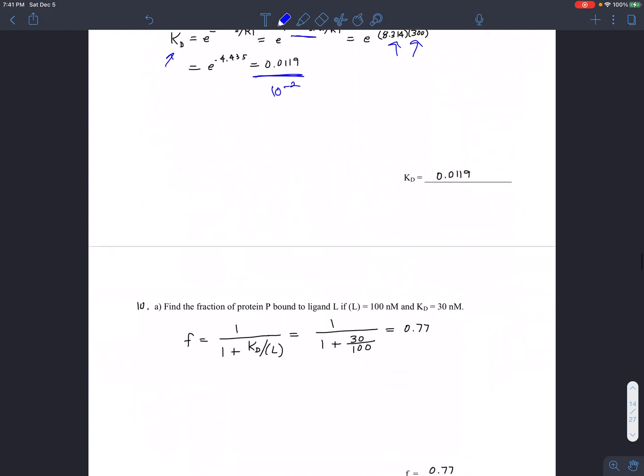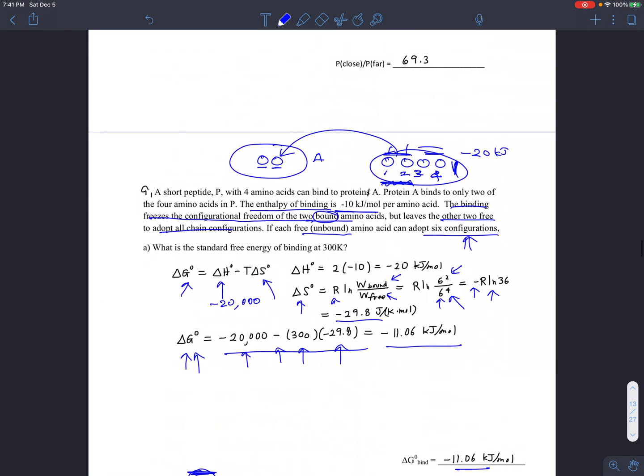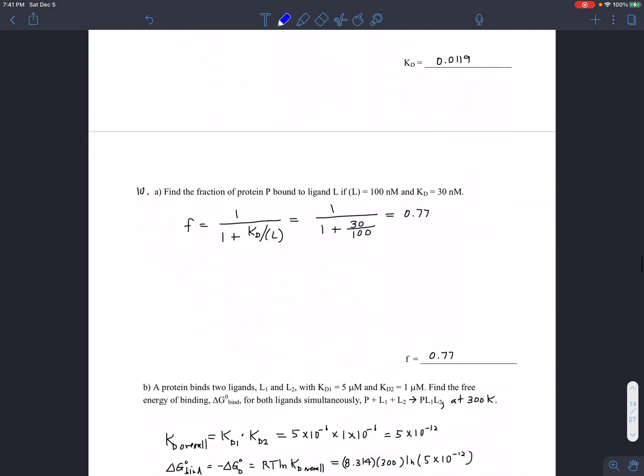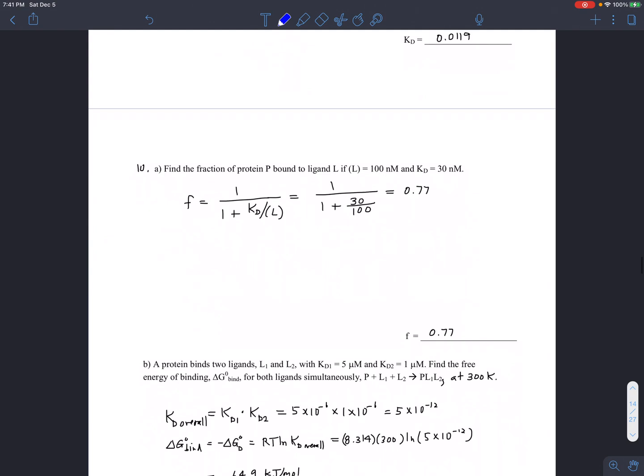So it's a very weak binder, which isn't surprising, right, because 2 amino acids is not a very big binding site. All right, that's number 9.